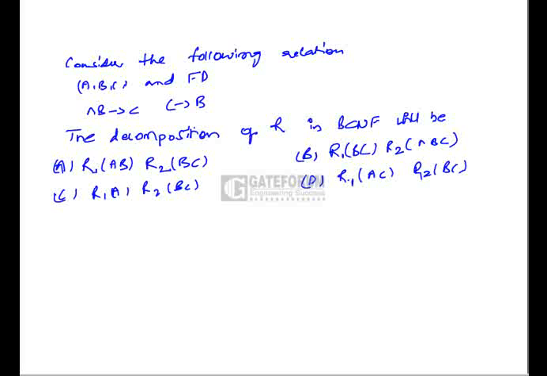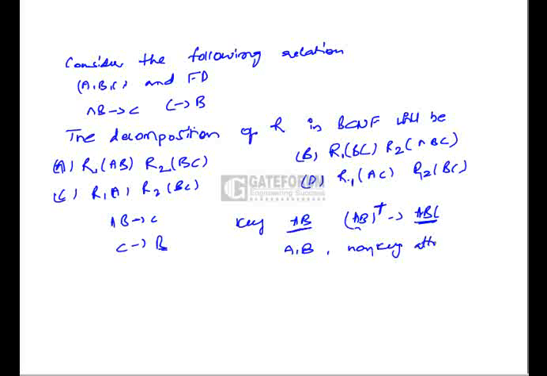To check if the given relation is in 2NF and 3NF, first of all we have to find the key for that relation. The given FDs are AB gives C and C gives B, and the key would be AB. Why? Because AB plus gives ABC. That means AB can derive all the attributes of the relation. Hence, key is AB. The key attributes are A and B, and the non-key attribute is C.